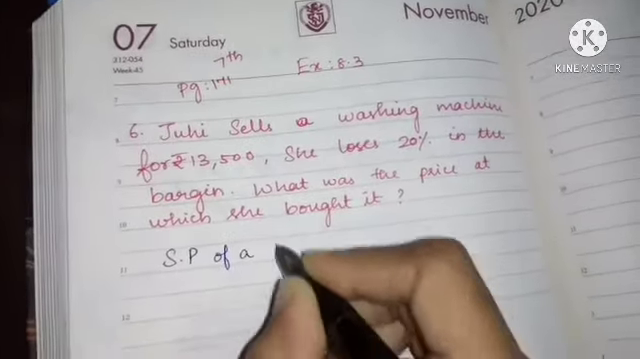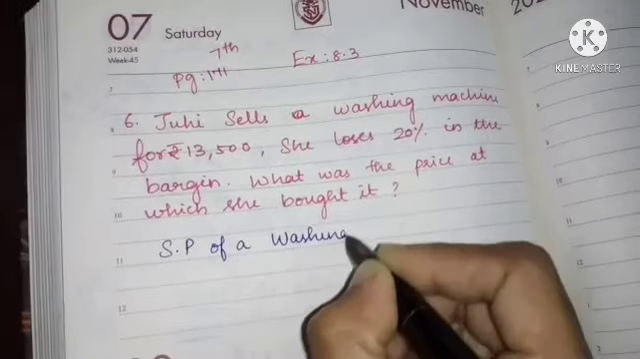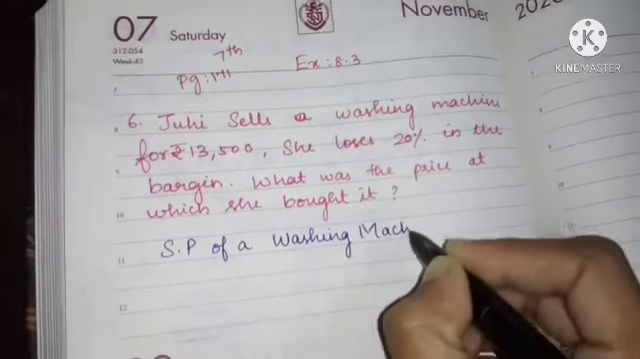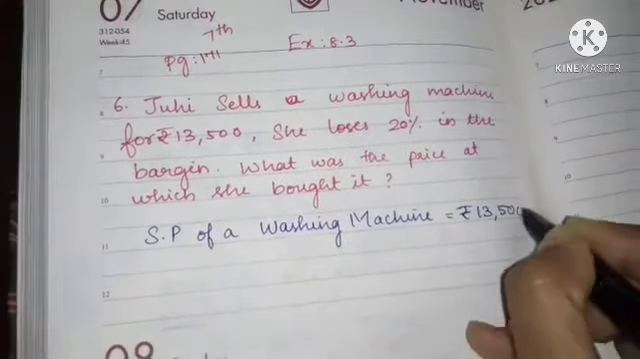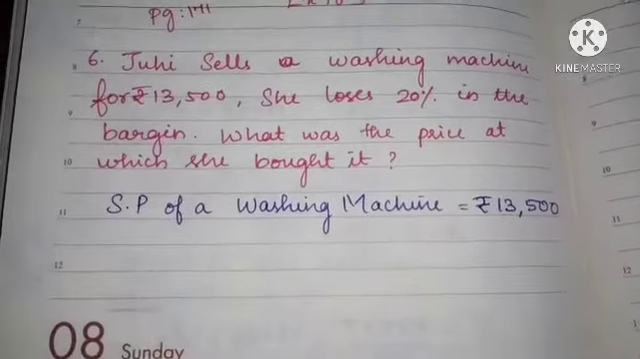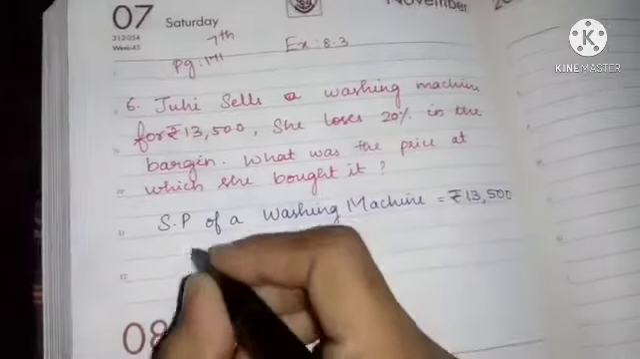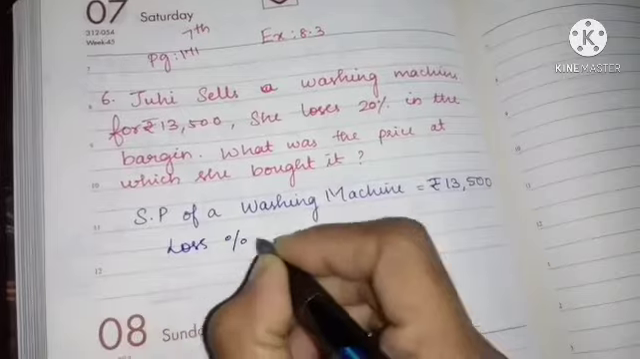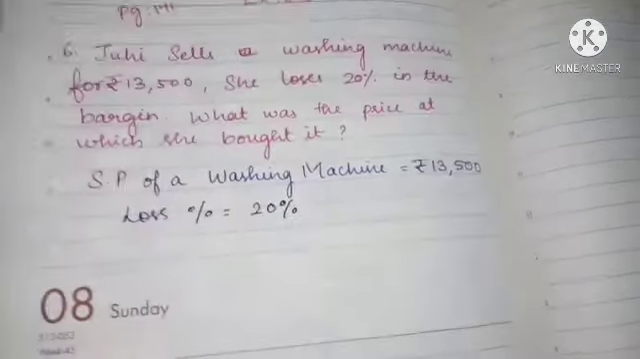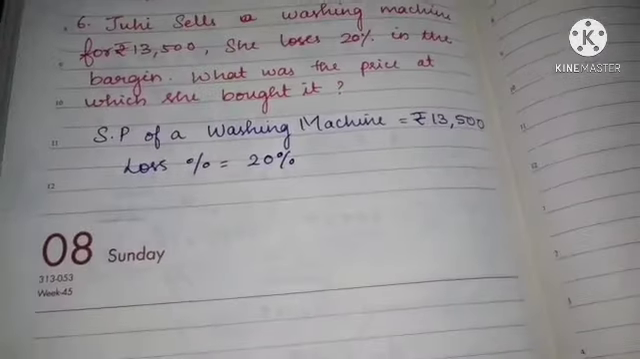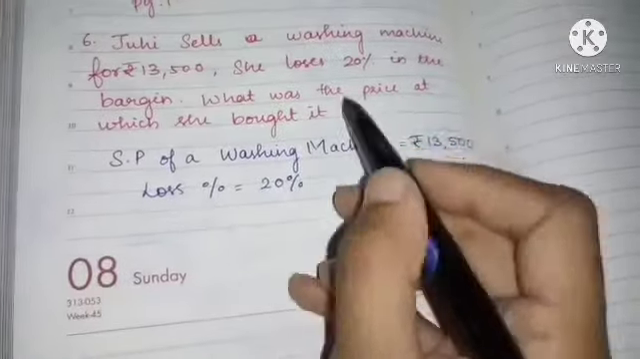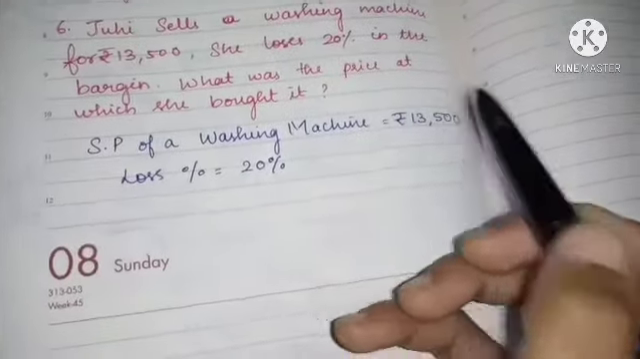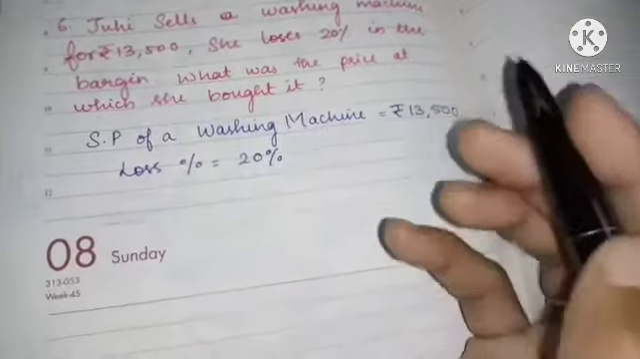Selling price of a washing machine is equal to rupees 13,500. Next, loss percentage is equal to 20%. It is given as 20%. So we should find the cost price, because that is the price at which she bought it. We should find the cost price of that washing machine.